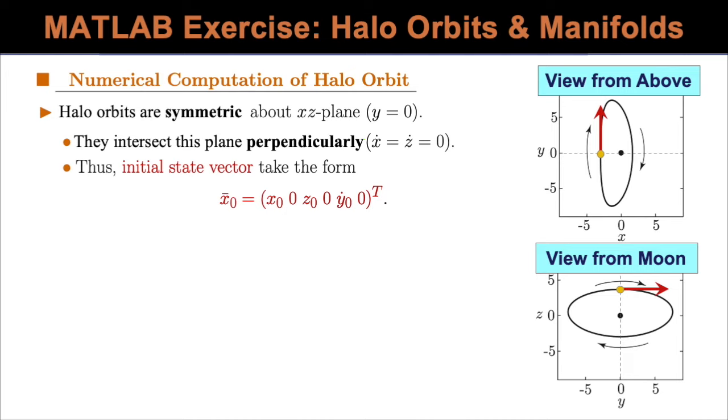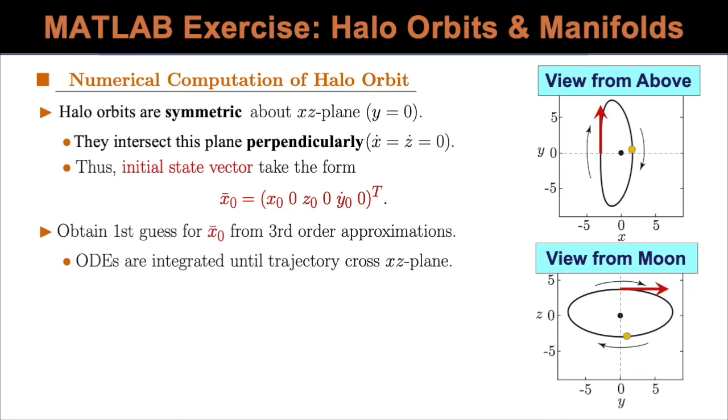Actually, it's not along the y. It's along the x-axis. So it has an initial x, an initial z, and an initial y velocity, and then all the other components are zero. Now, how do we get this guess? We get this guess from some third order approximations. And then we integrate the ODEs.